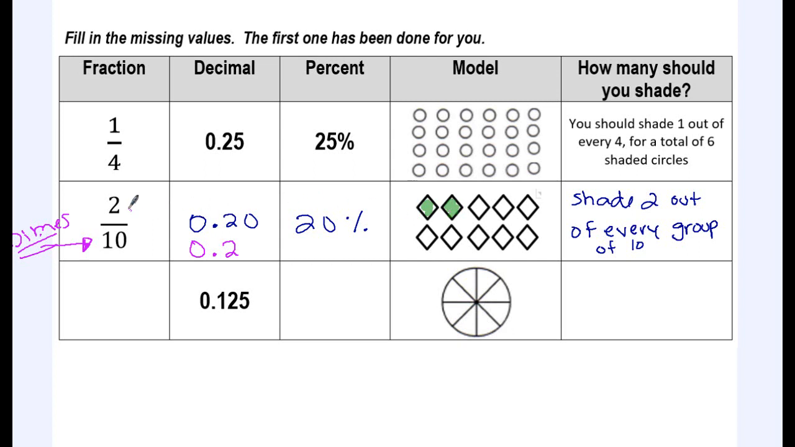The shading, I need to shade 2 out of 10, 2 out of every group of 10. Looking here, I only have 10 diamonds, so I shade 2 of them. How did you do? Okay, let's try another one. Go ahead and complete the last row. Pause the video. Once you have your answers, come back and check.